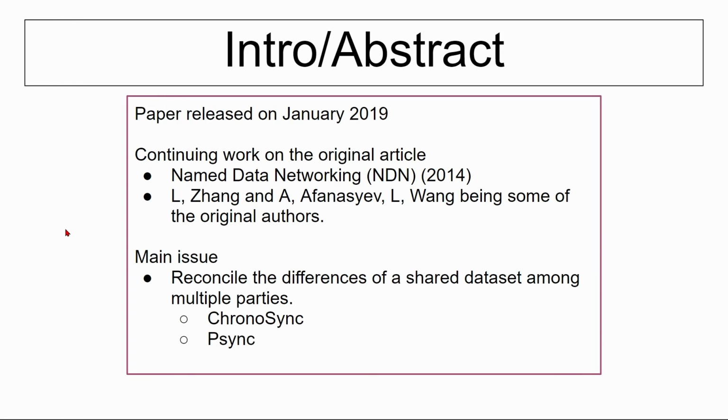Alright, let's get started. The paper was released in January 2019. It is continuing on the work of the original article, Named Data Networking, NDN. The main issue is how to reconcile the differences of a shared data set among multiple parties. We'll be mainly talking about how synchronization works on the NDN platform using two protocols NDN has, ChronoSync and pSync.